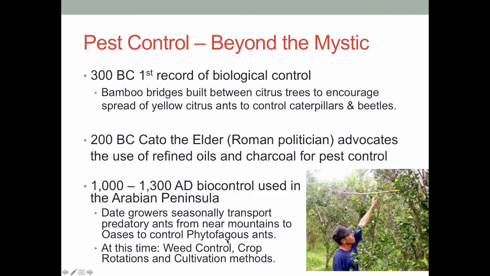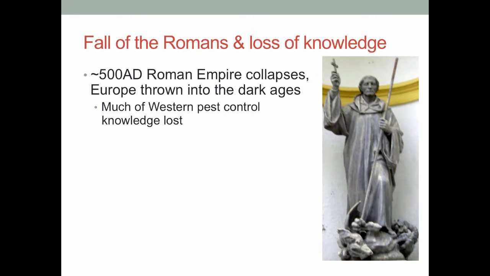And again, at this time, we're just seeing a lot of progress in a lot of areas, whether it's weed control, crop rotation, or cultivation methods. Generally, the point is that enough people are doing agriculture and are interested in this that we're seeing a lot of progress happening very quickly. Unfortunately, right in the midst of this, from the Western society perspective, we had a big setback with the fall of the Roman Empire.